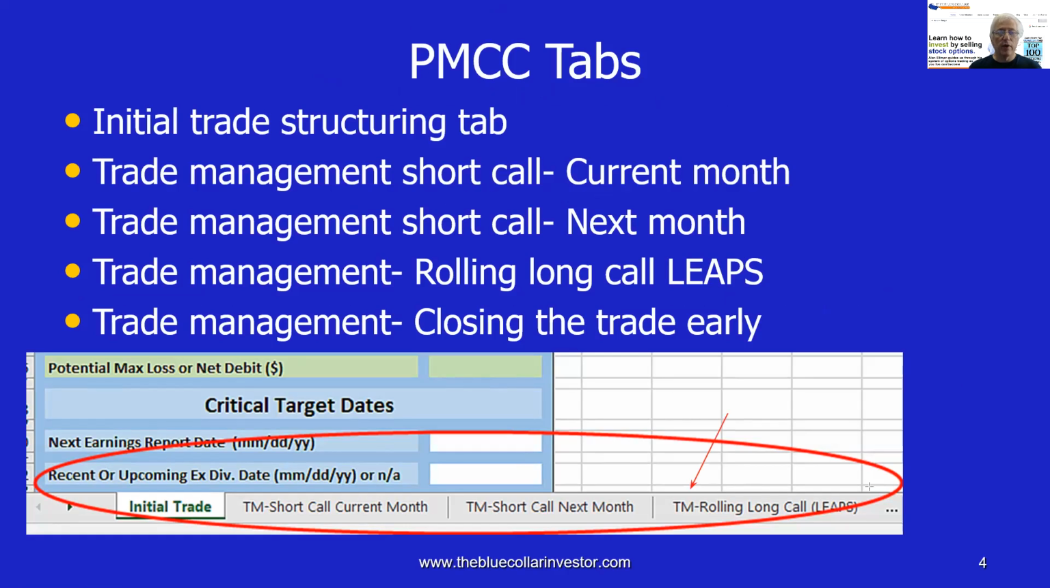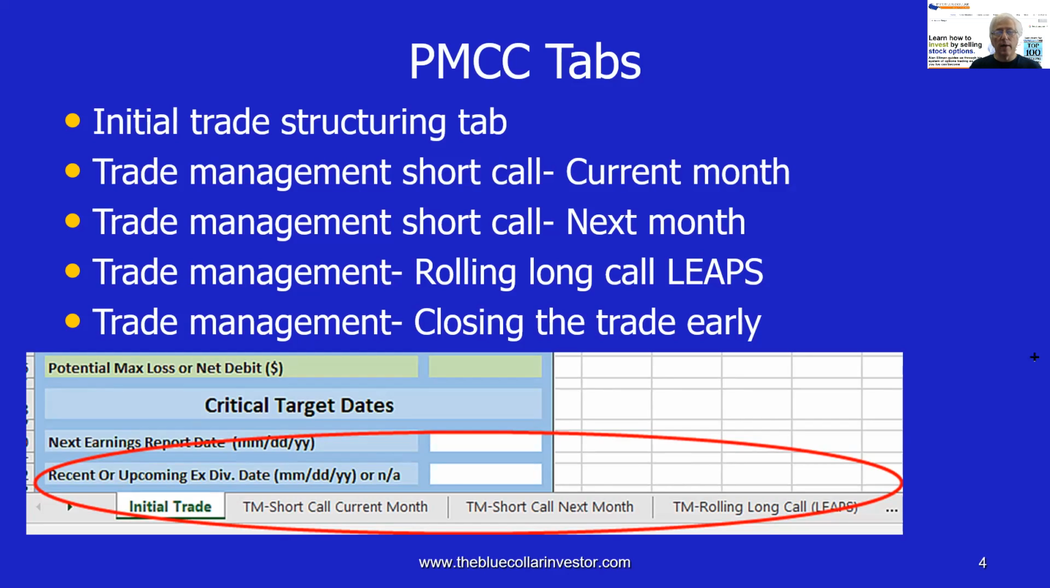So we're going to start with the initial trade structuring tab. That must meet a certain formula. We want to make sure that if the trade is closed early, it closes at a profit. So you must adhere to that formula, which again is in the book and video course.